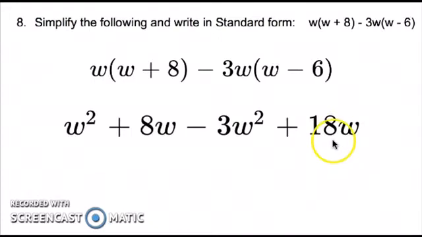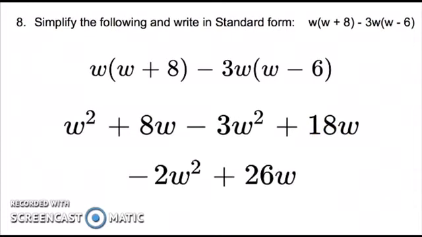Now having that all written down, we can combine our like terms. That's w squared and negative 3w squared, which will give you negative 2w squared, and then 8w plus 18w, which will be 26w. So my answer is going to be negative 2w squared plus 26w.